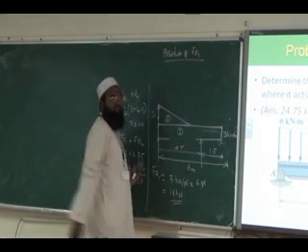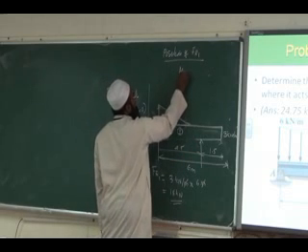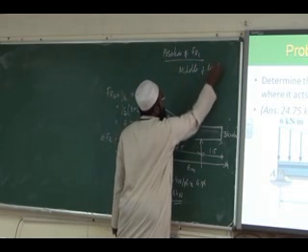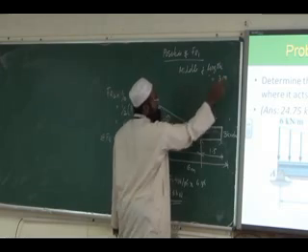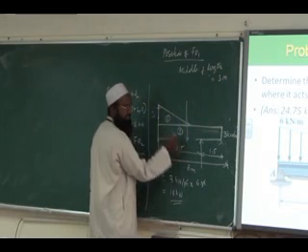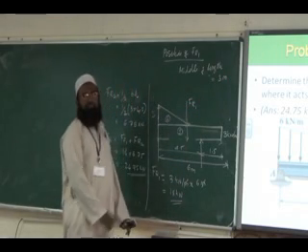FR1 is a rectangular area, so you can say it acts at the midpoint of the length of the beam, that is 3 meters, the middle of the length. So we have FR1 acting here at 3 meters distance.